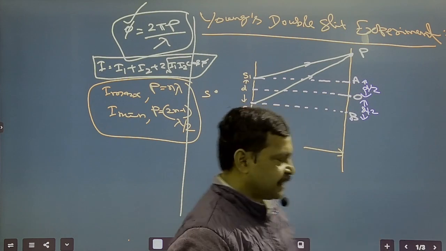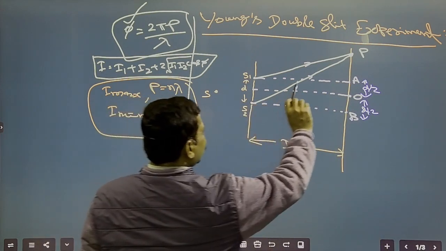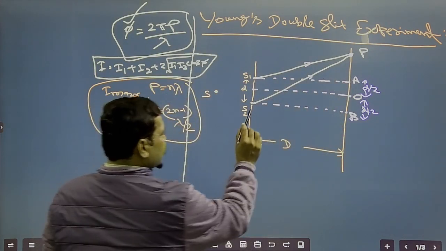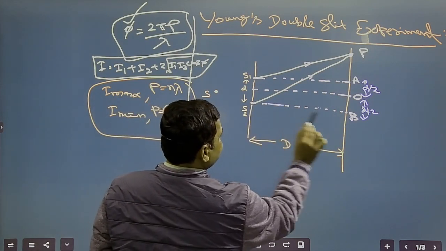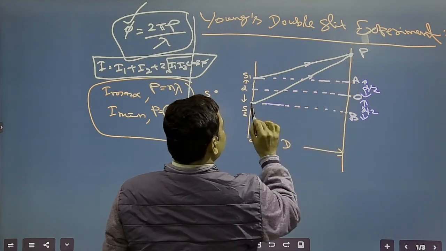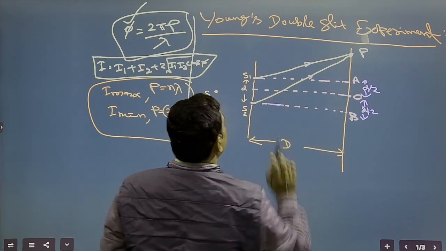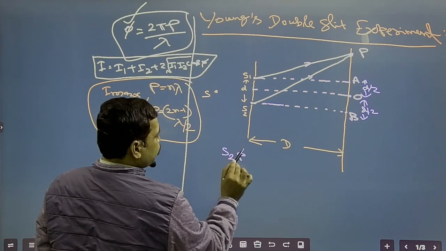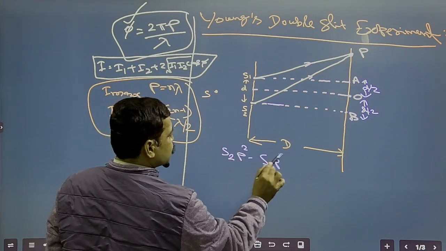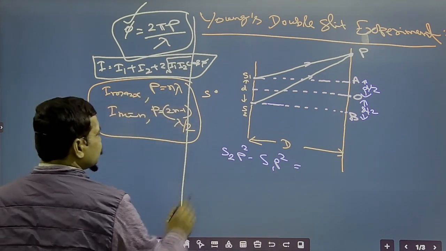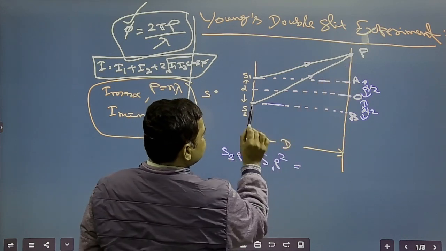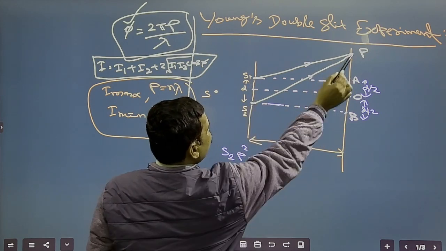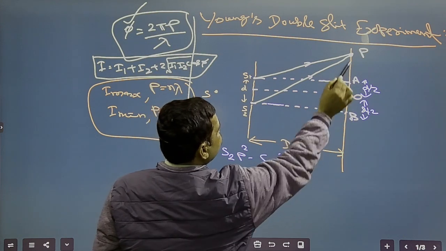and the points of minimum intensity are the dark regions. Now to find the path difference between S1P and S2P, we can take the right angle triangle concepts. Suppose I am writing here S2P square minus S1P square. What is S2P square? I can write S2B square plus BP square, right? Similarly for S1P square, I can write S1A square plus AP square.